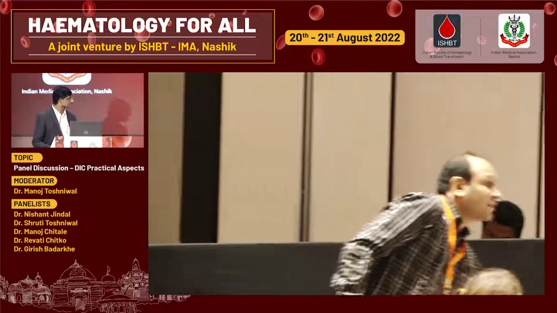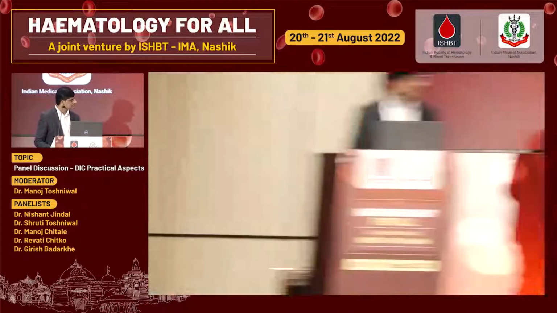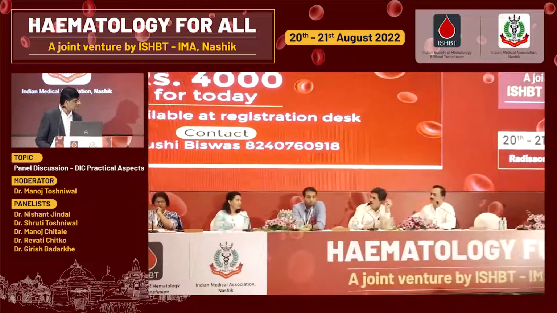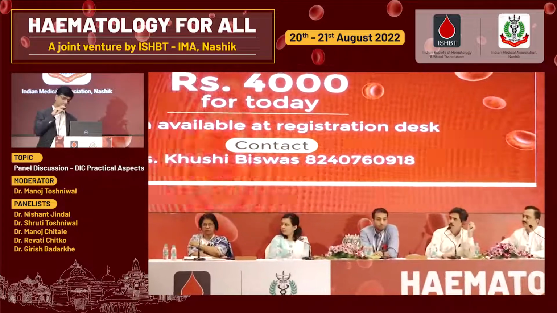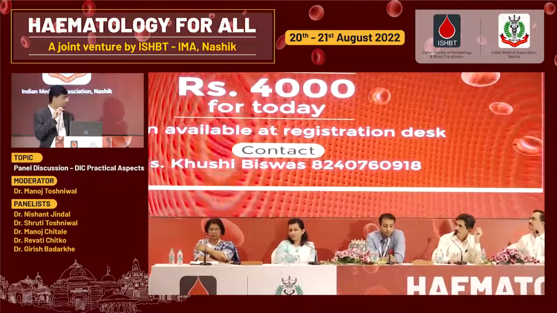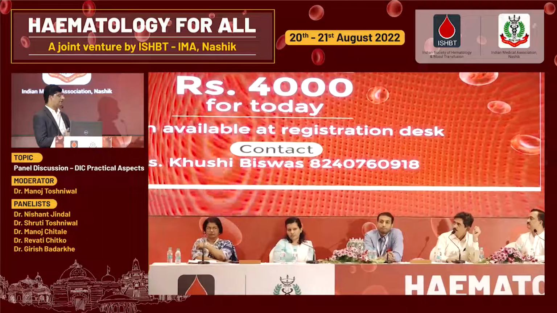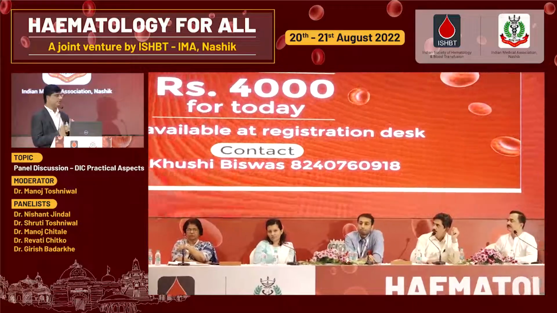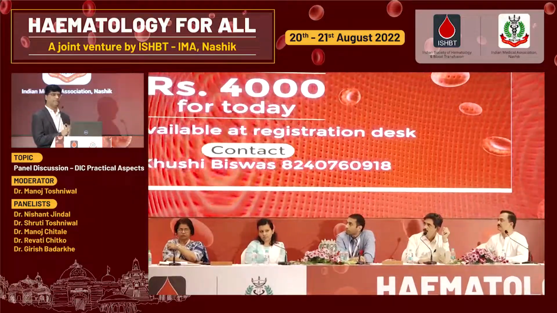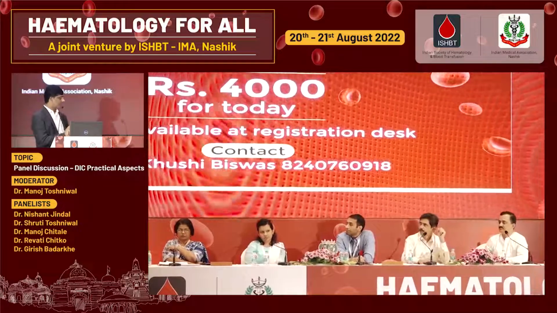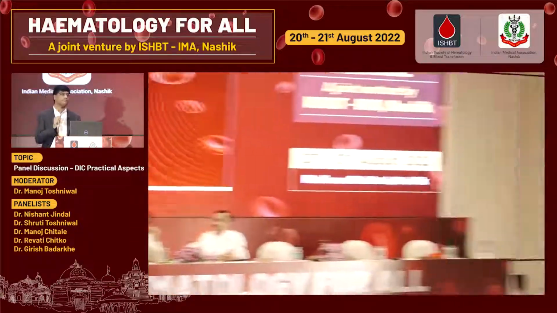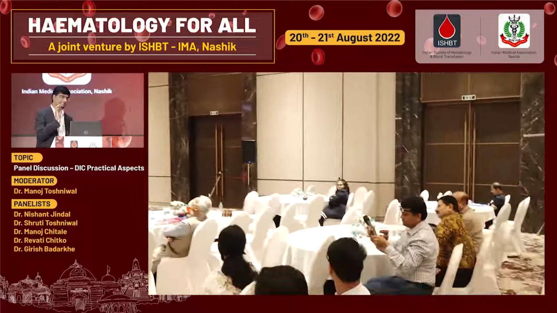Even if we give FFP and fibrinogen is less than 1 gram, I think that is the indicator to give cryo. Yes, sir, we can say that. If fibrinogen level is low, obviously FFP doesn't contain the fibrinogen. It is always better to give FFP along with the cryoprecipitate.